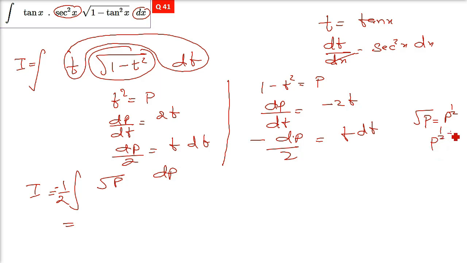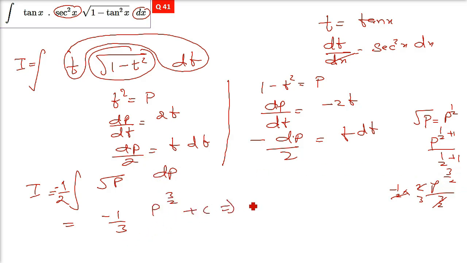And under root p is p to the power half. When you integrate it, it will be p raised half plus 1 divided by half plus 1. So it will be p raised 3 by 2 divided by 3 by 2. This 2 by 3 will come when it goes up. So 2 by 3 into negative half, 2 gets cancelled, it will be negative 1 by 3, and this, I'm writing it directly, it's p raised 3 by 2. And what is p? So we will replace it in this negative 1 by 3. 1 minus t square was p.